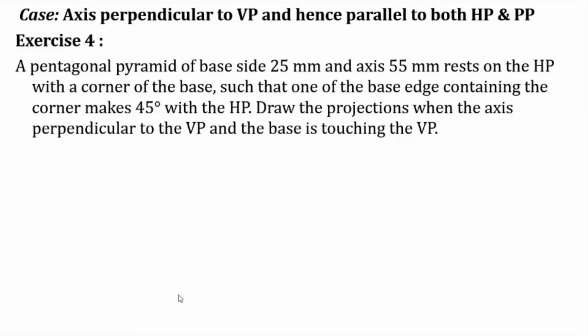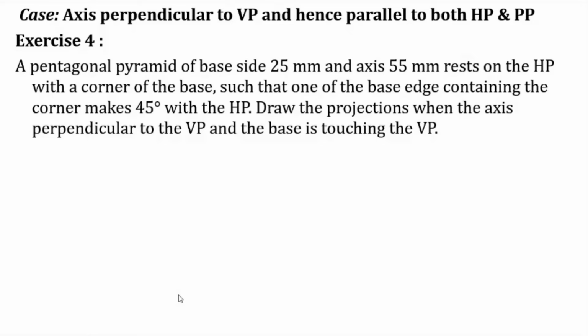Then another condition that is given is one of the base edges containing the corner. There will be two base edges containing that particular corner. One of the base edges containing that corner is making an angle of 45 degrees with the HP. So that is another condition. Now we have to draw the projections when the axis is perpendicular to the VP and the base is touching the VP. So the base is touching the VP also.